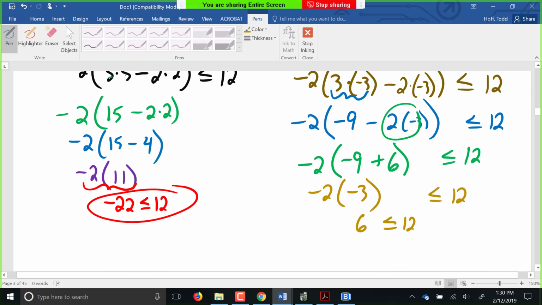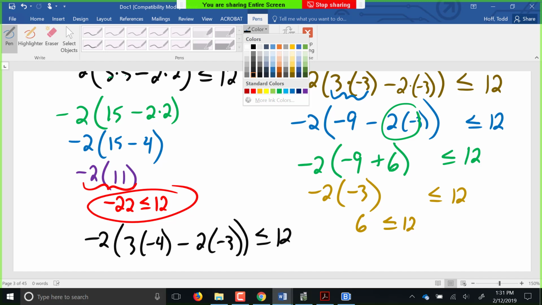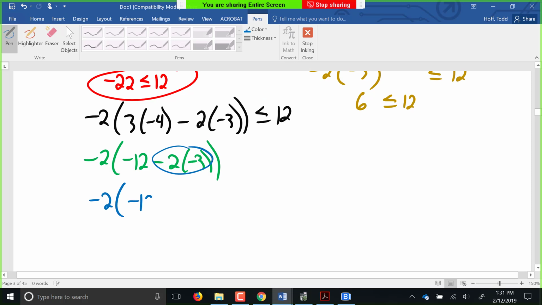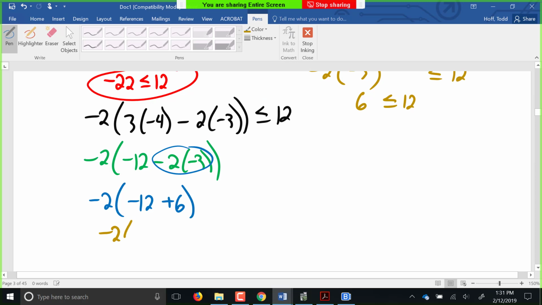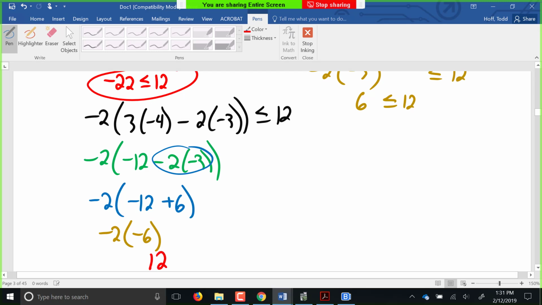I'm going to test that one in just to make my point here. So y is negative 4, so this will be 3 times negative 4 minus x, which is negative 3. We'll buzz through this one together pretty quickly. So first thing we would do, 3 times negative 4, which is negative 12. Then we would do the 2 times, or I would treat it as negative 2 times negative 3, which is positive 6. Okay, and then? Negative 12 and 6 is negative 6. Perfect. What's negative 2 times negative 6? 12. We get 12 is less than or equal to 12.